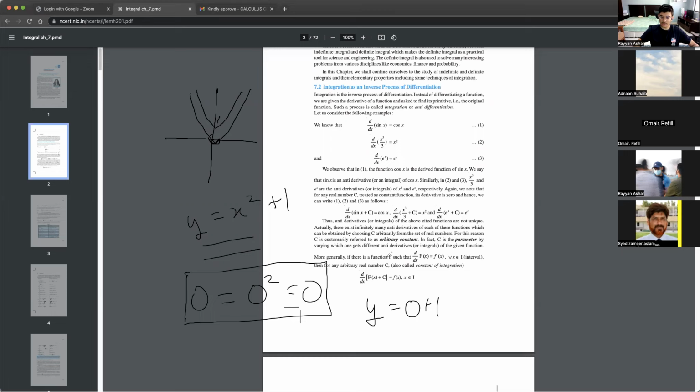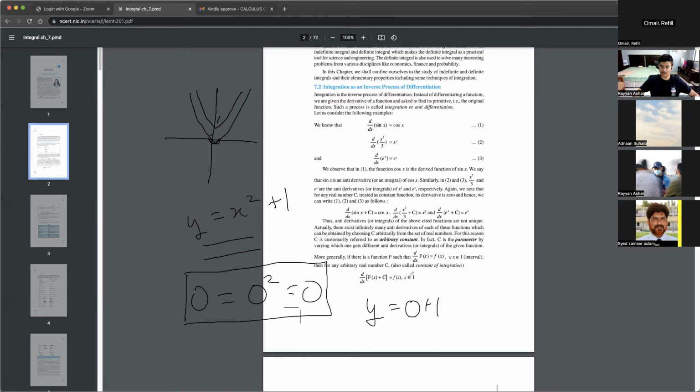More generally, if there is a function capital F such that d/dx of capital F(x) is equal to f(x) for all x belonging to I, which is an interval, then for an arbitrary real number c, also called the constant of integration, which we will see further ahead, d by dx of F(x) plus c is equal to small f(x) for x belonging to I.